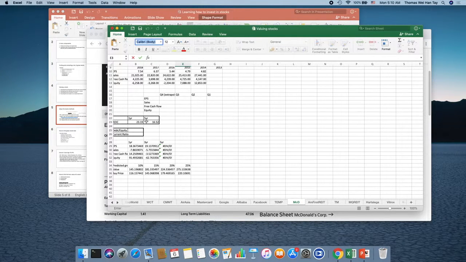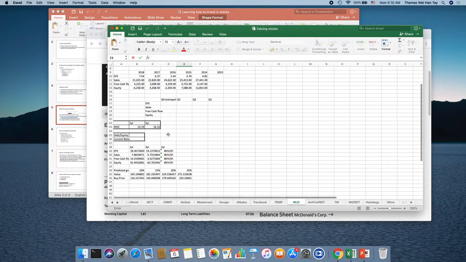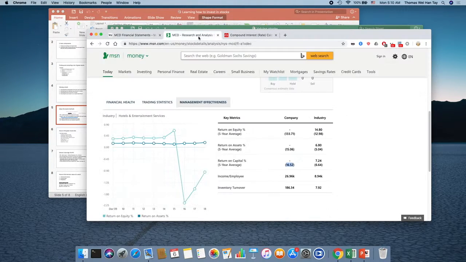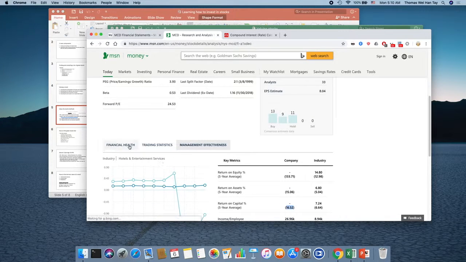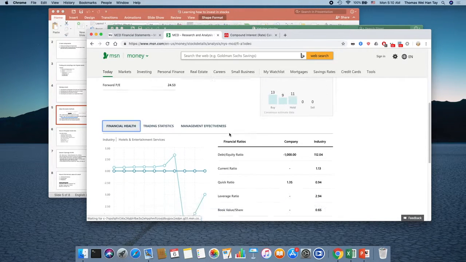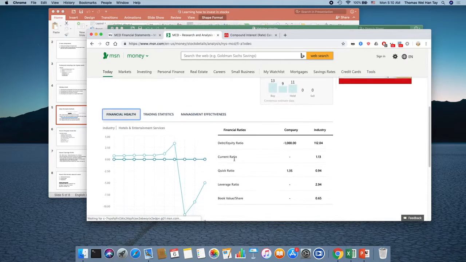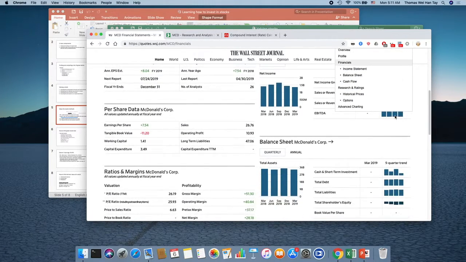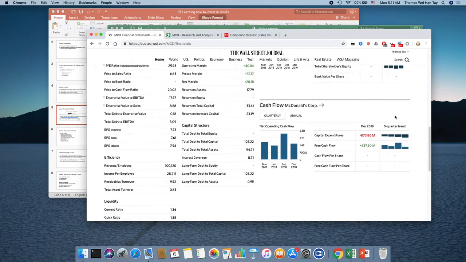Debt equity ratio and current ratio. Oh yeah, we forgot about this. So we need to see if the company is in debt. So it's here, financial health under MSN Money. You can see the debt equity ratio. I'm not sure what's going on here. Why is it negative 1000? That doesn't look like a correct number. Debt to equity ratio is not shown here. Does it mean they don't have debt? Or they have too much debt?